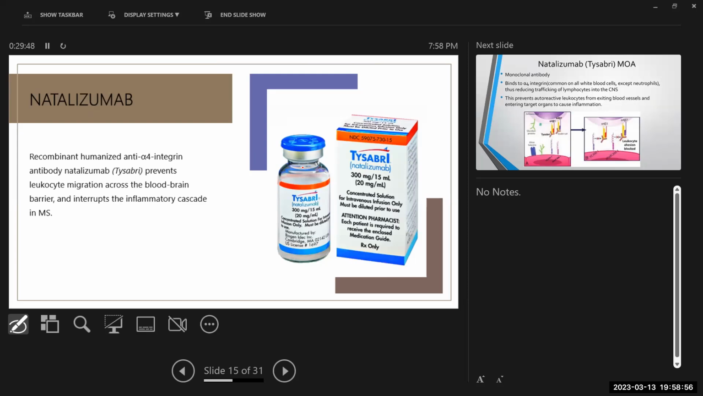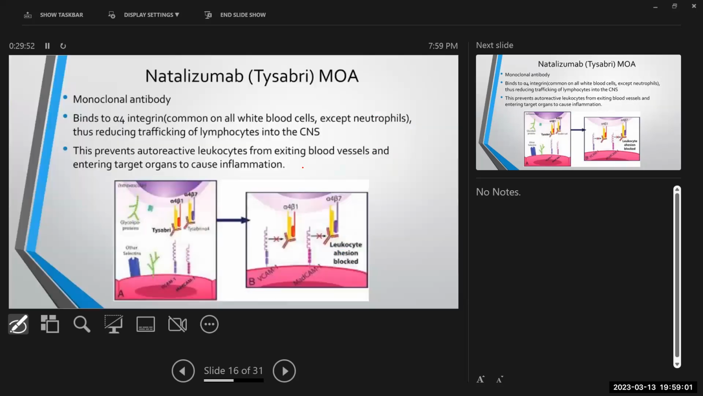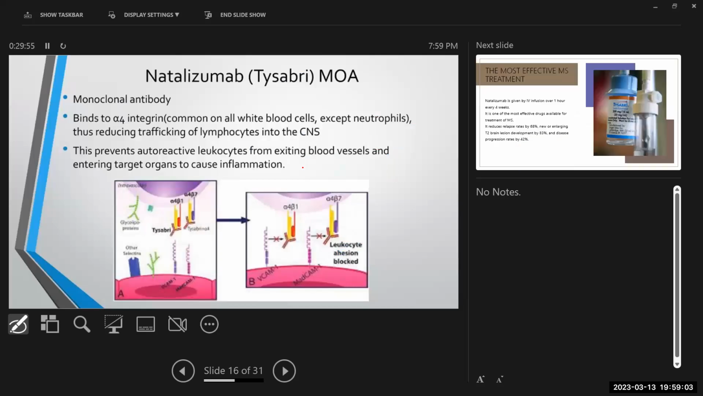So natalizumab is a monoclonal antibody that binds to integrins that immune cells use to access the central nervous system. Because those integrins are blocked, essentially what you've done is you've shut the door to the central nervous system and locked it, so that the immune cells cannot access the central nervous system. That's how it prevents the flares from occurring.